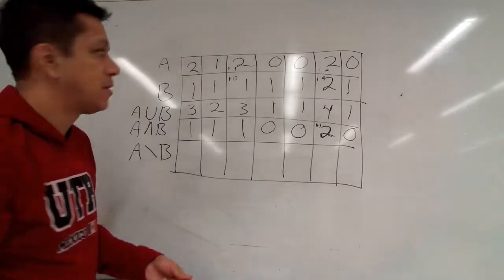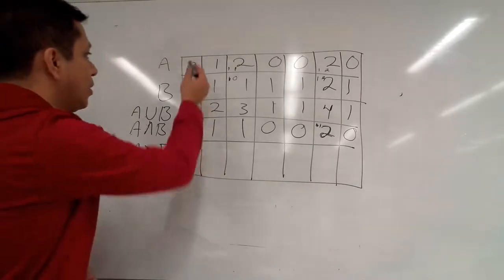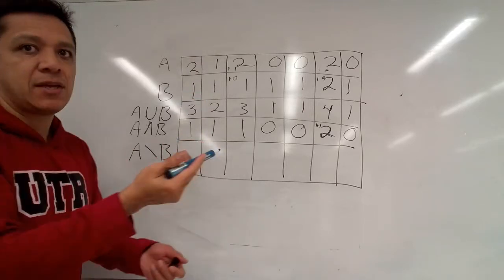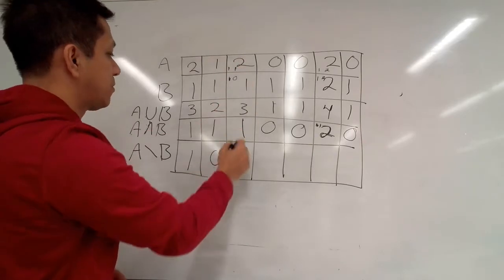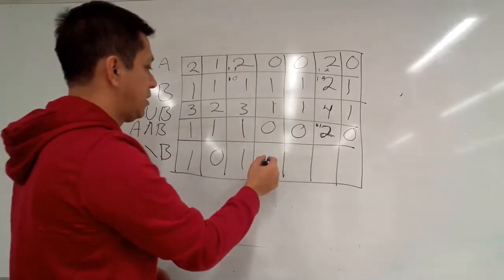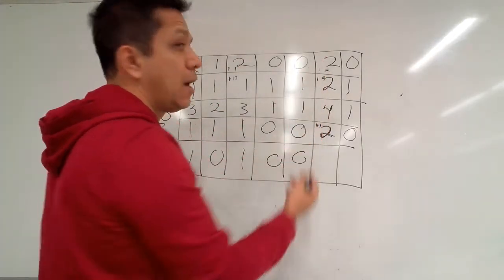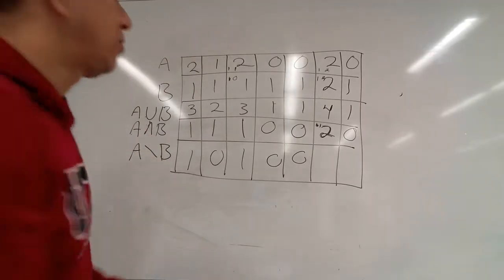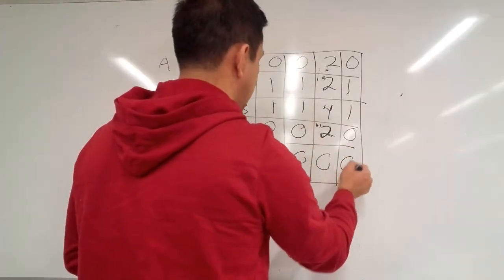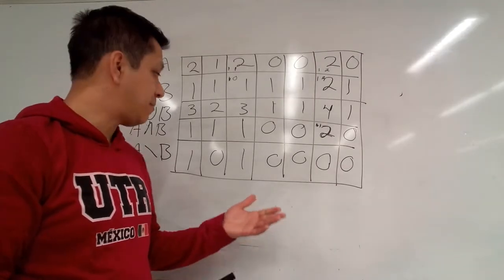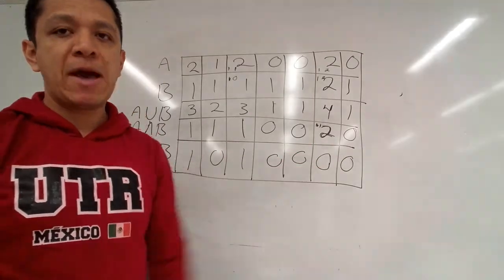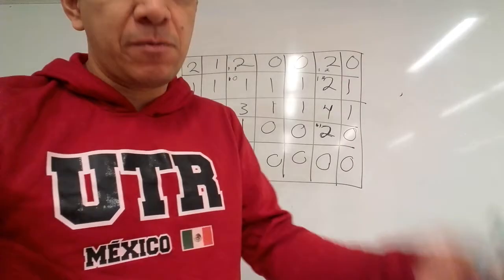And what about the subtraction? It's just one diminution of the numbers. 2 minus 1 is 1, 1 minus 1 is 0, 2 minus 1 is 1, this is 0, 0, 2 minus 2 is also 0, and this is 0. So these are the kinds of operations that we can make in one matrix vector. I hope this could be helpful for you.